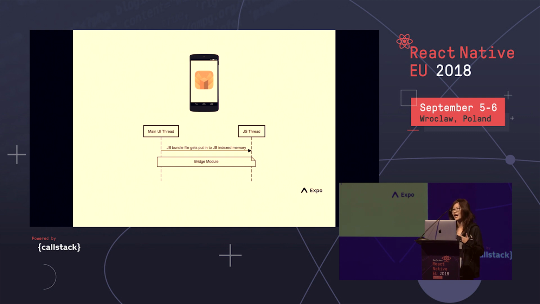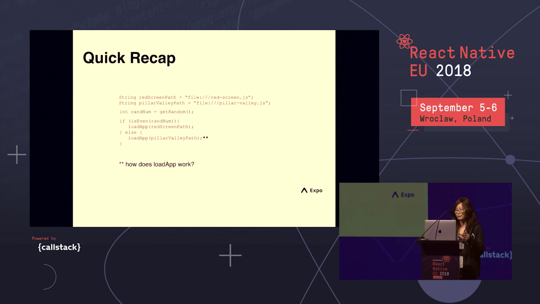So what happens when we have a JS bundle on the file system is the main UI thread uses the bridge module and says, hey, I want to put this into memory, and this memory will be JS index, so it will be accessible by the JavaScript thread. And that's how the JavaScript thread will be able to take this JS bundle from memory and run it. And that's what you see when you see a React Native app loaded on your phone. All right, so a quick recap. We're wondering how does load app work, and we're taking a bundle file from the file system and loading it using the React Native architecture.